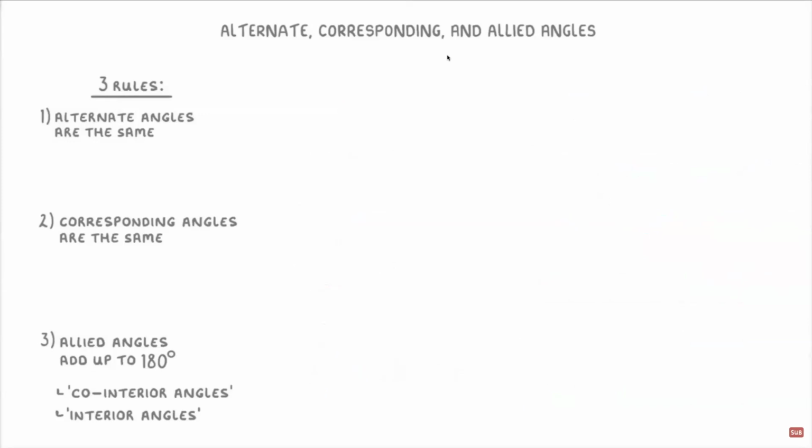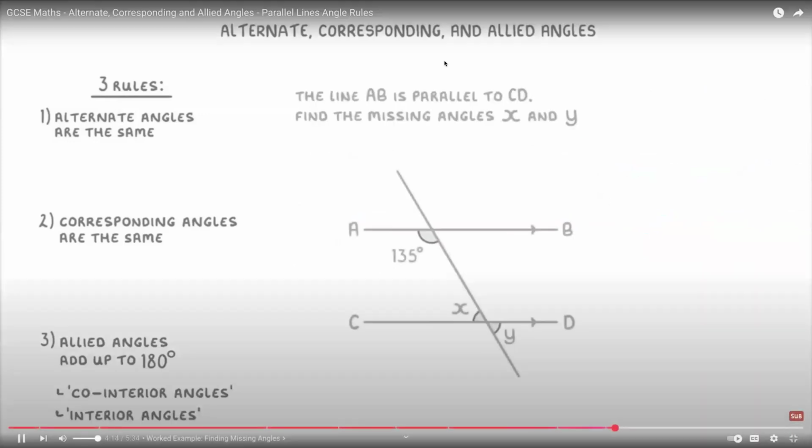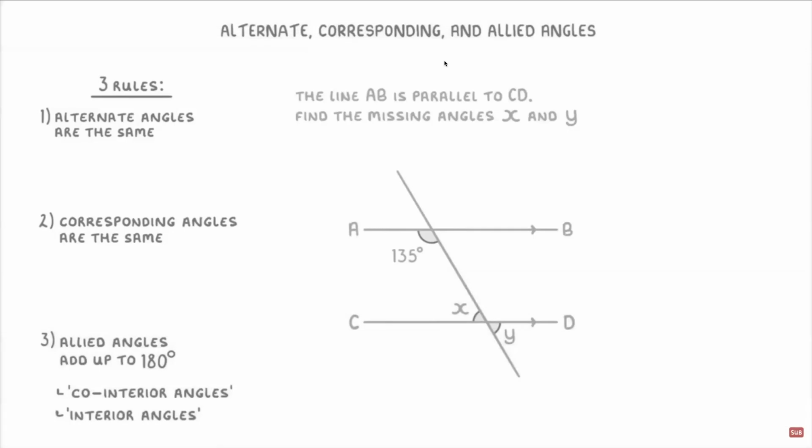To see how it all works in practice, let's have a go at this exam question. In this question, we have a pair of parallel lines, AB and CD, and then a transversal that cuts through the two of them. And we need to find the missing angles X and Y.